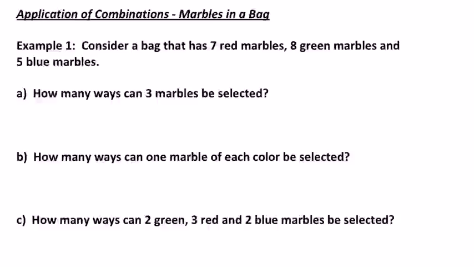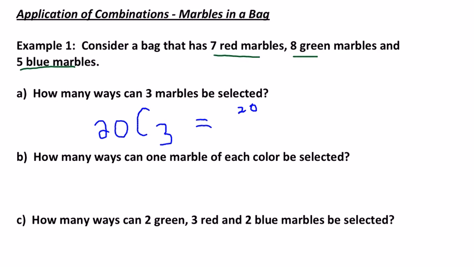It says consider a bag that has 7 red, 8 green, and 5 blue marbles. And then it asks some specific questions about this bag. The first one is, how many ways can 3 marbles be selected? Well, you've got 7 plus 8 plus 5, which gives you 20 total marbles, and you want to select 3 of them. And so it's very simply 20 choose 3. You've got 20 marbles, you want to select 3 of them. It's a very direct application of combination theory.